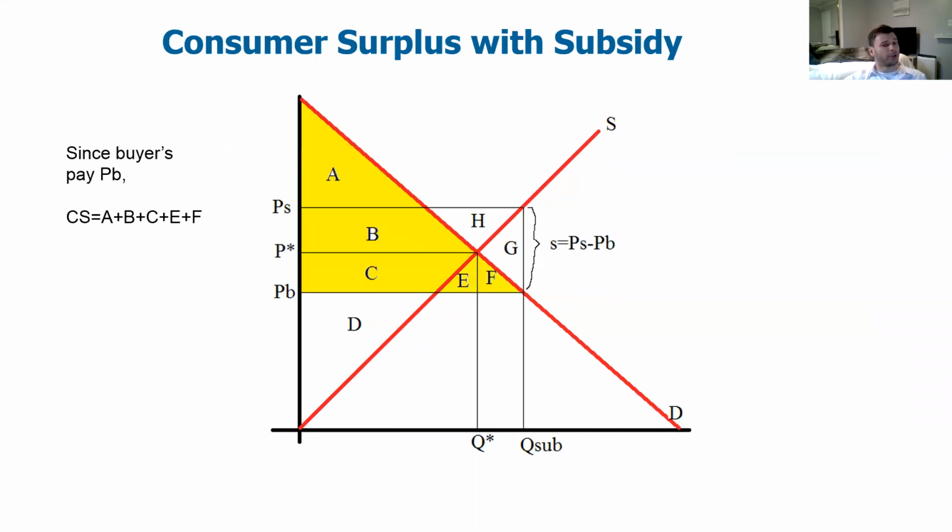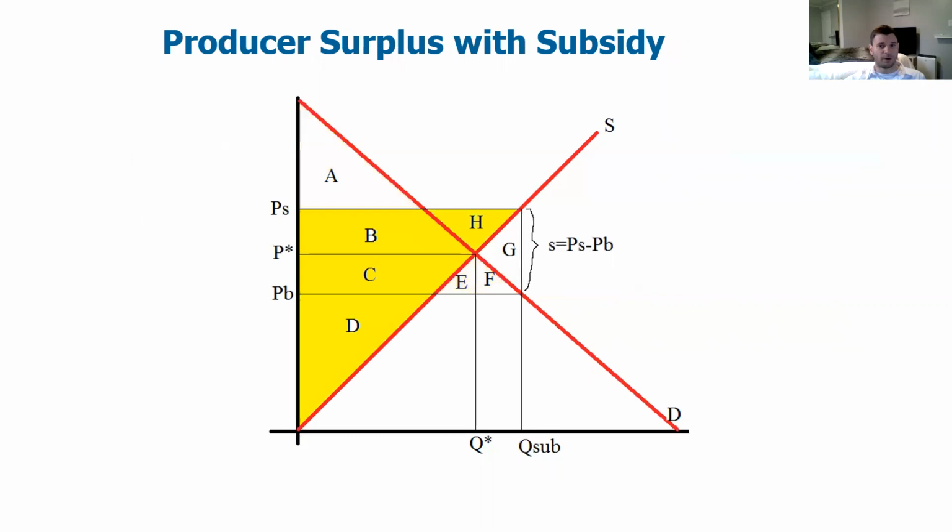Okay, similarly, the producers. Well, the price that they get has now risen above P star. So the producers, oddly enough, are also better off here. Again, the producer surplus is the area below PS, above the supply curve, to the left of Q sub, and this is the area B, C, D, H.